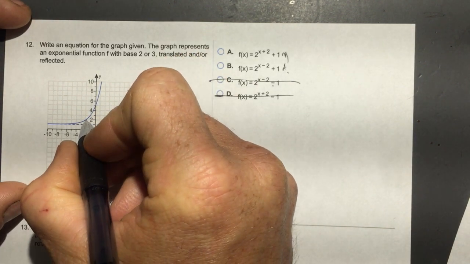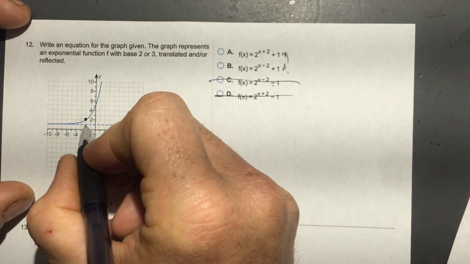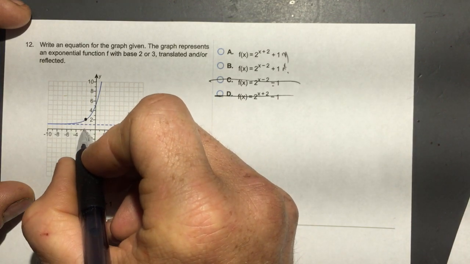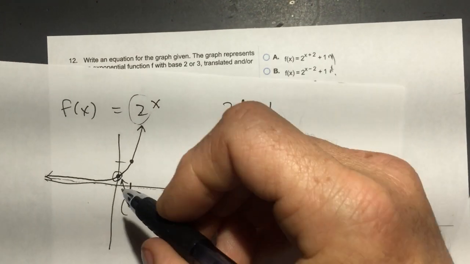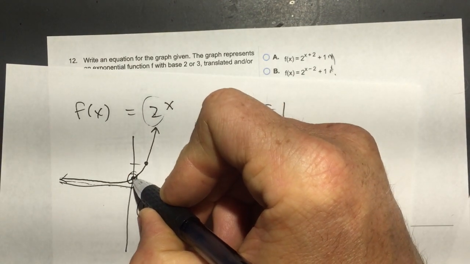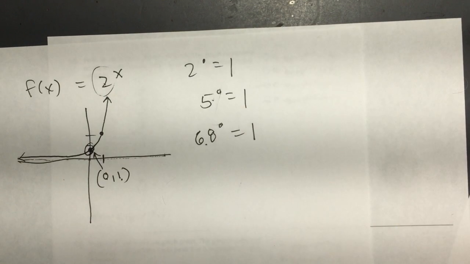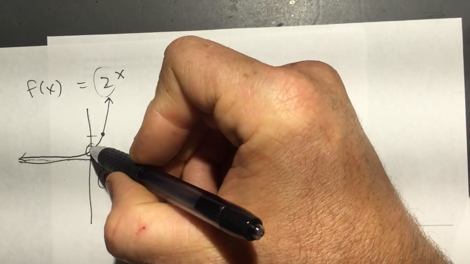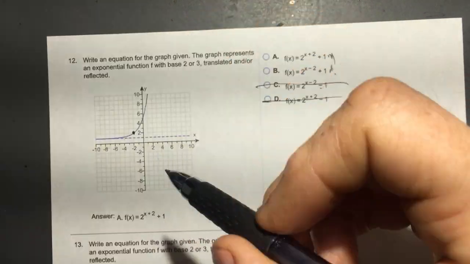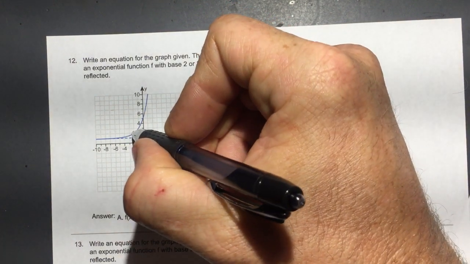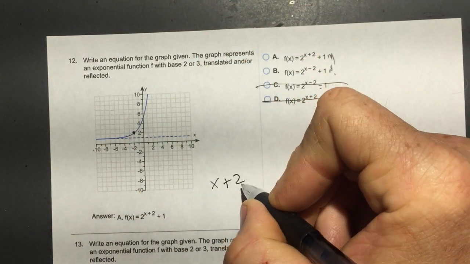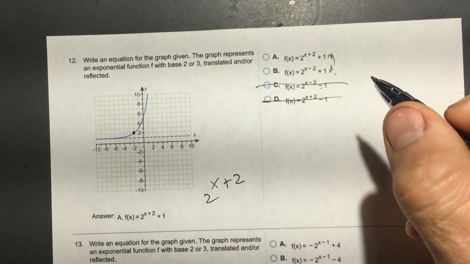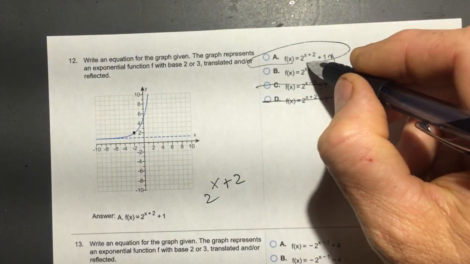Well, if you look right here, right there it is. See it? It's up 1 from the asymptote. That's my main point that I'm focusing on. This point right here, it's up 1 from the asymptote. Okay? Usually it's on the axis here. Where's it located? Well, it's gone over 2 to the left, which means I'm going to have x + 2 in my exponent. So that's A.